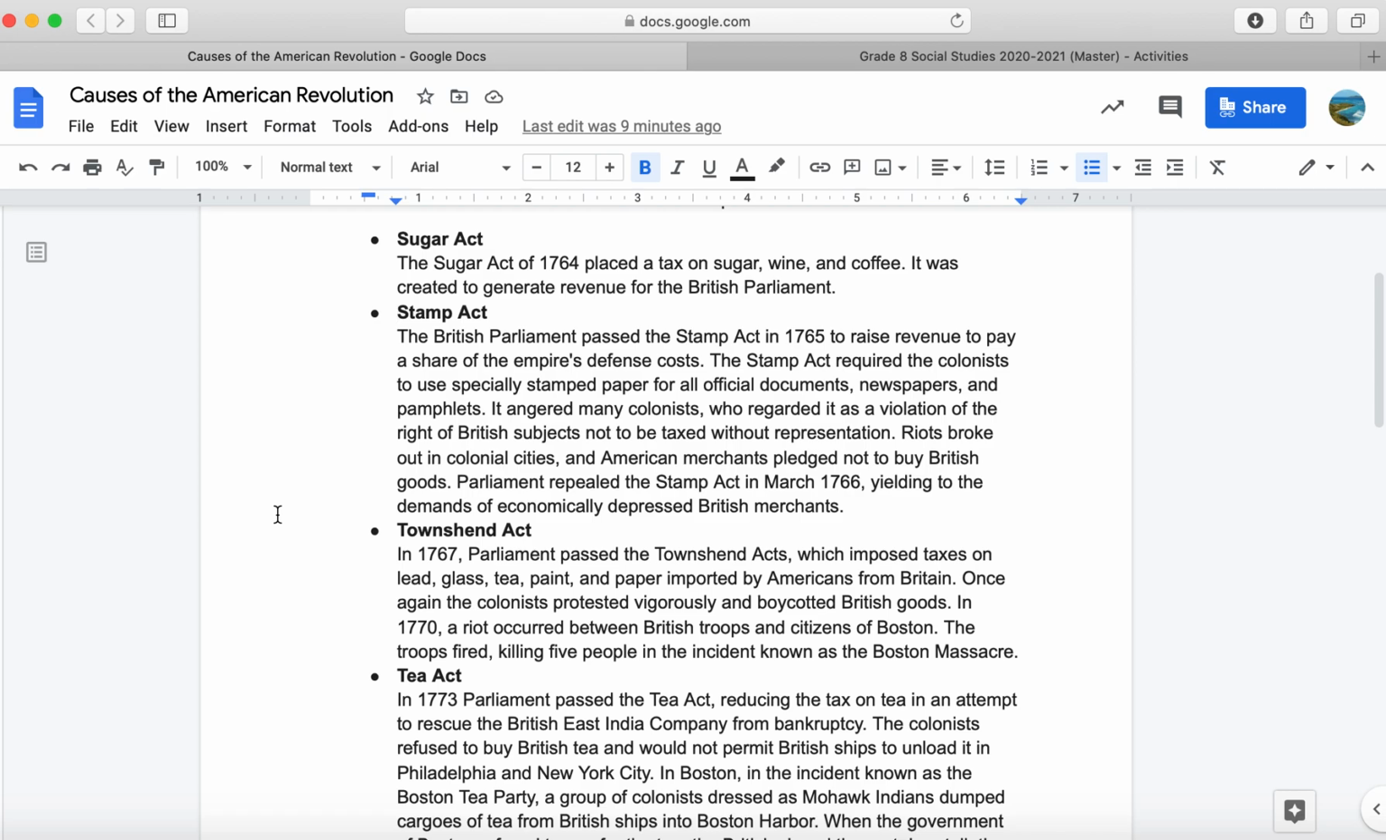The Sugar Act of 1764 placed a tax on sugar, wine, and coffee. It was created to generate revenue for the British Parliament. You'll remember that Great Britain was more or less broke from the war debts due to the French and Indian War.